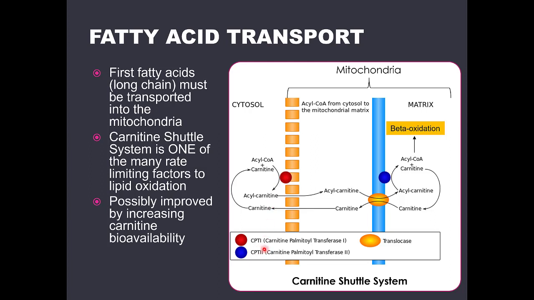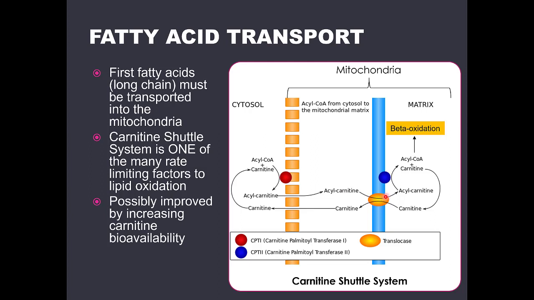Now, fatty acyl-carnitine in this form can enter the mitochondria through the outer membrane. And to get into the matrix area through the inner membrane, this enzyme right here called translocase will provide that passage.